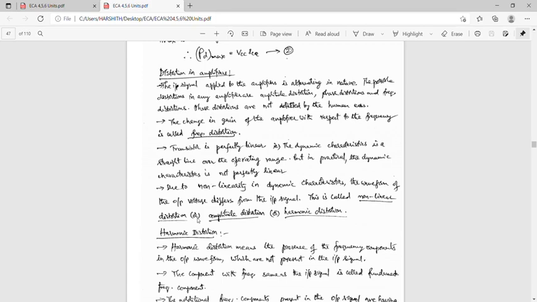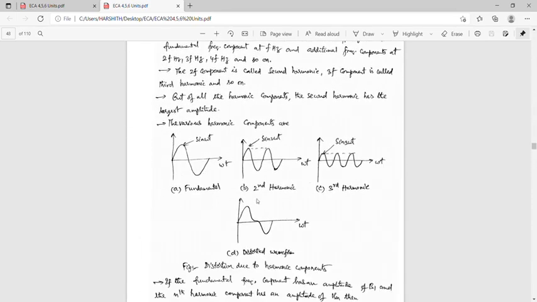This is what harmonic distortion means. This is the fundamental, sin omega t, this is the second harmonic, sin 2 omega t, and this is the third harmonic, sin 3 omega t. So the distorted waveform is like this. It is not a pure sine wave; the input is different from the output signal.